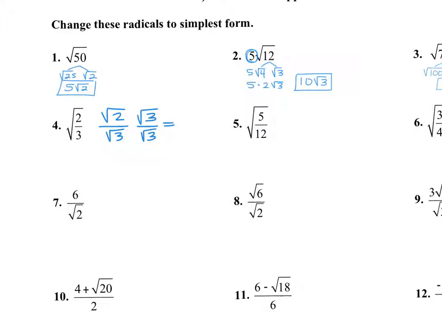So what's on top? Rad 6. 2 times 3 is 6. And then rad 3 times rad 3 is the square root of 9, which is 3. Okay? So that would be rad 6 over 3.